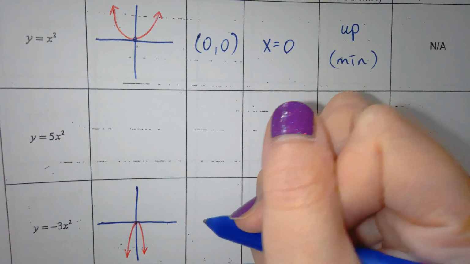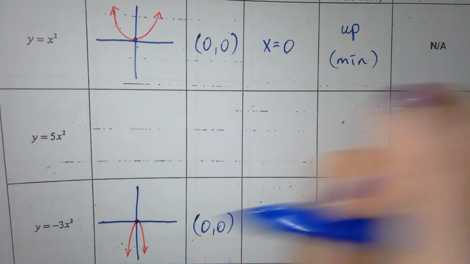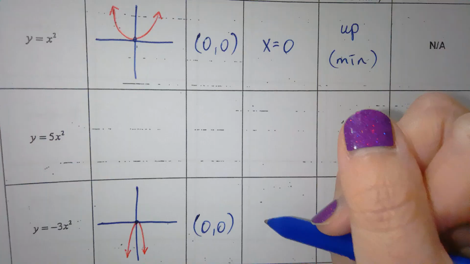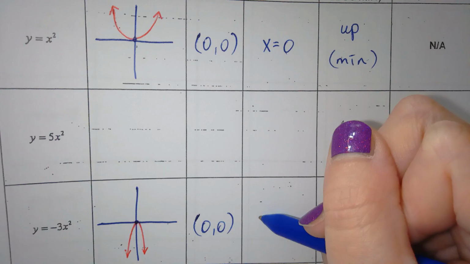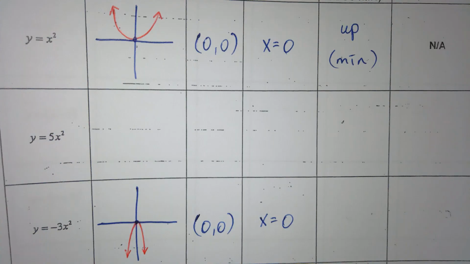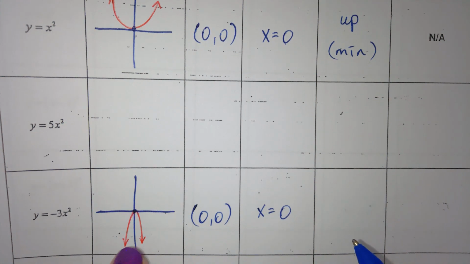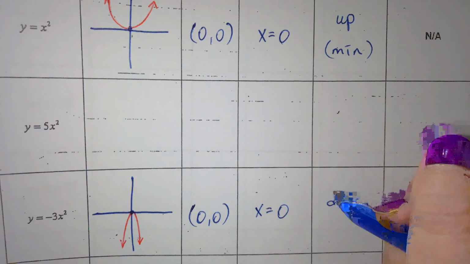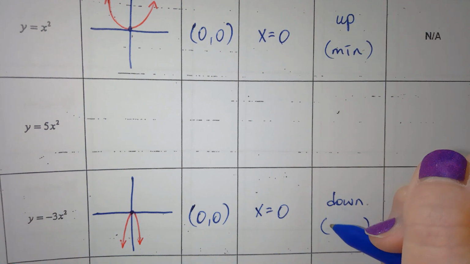So Rashawn, what's my vertex here? 0, 0. That's right. This middle point is still here. Tayden, equation of axis of symmetry? X equals 0. Okay. Let's say Max. This right here, is it opening up or opening down? And if it's down, is this a maximum or minimum point? Maximum.